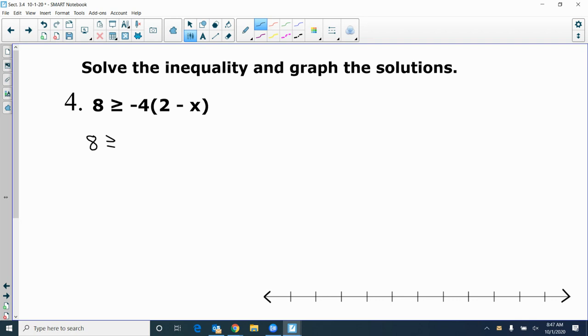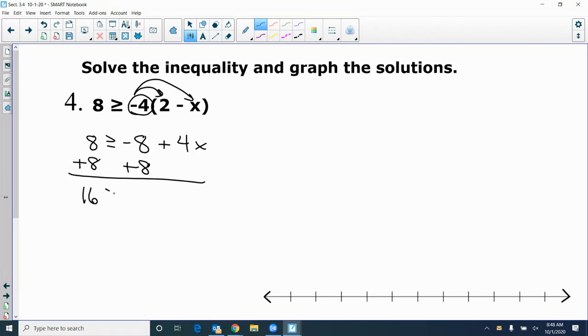And then what should I write down here, Grant? -8 plus x plus 4x. Okay, big step here, make sure you add, because that's -4 times -x, which becomes a plus. Brett, what do we do now? Add 8 to both sides. Good, add 8, because this is the 8 we're moving. That's a -8, I add 8, I get 16 is greater than or equal to 4x.